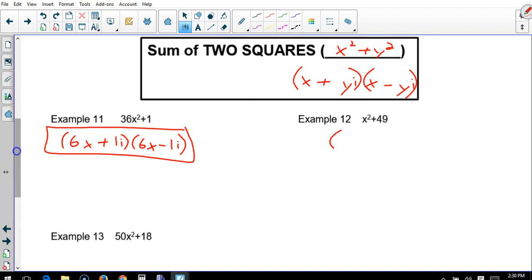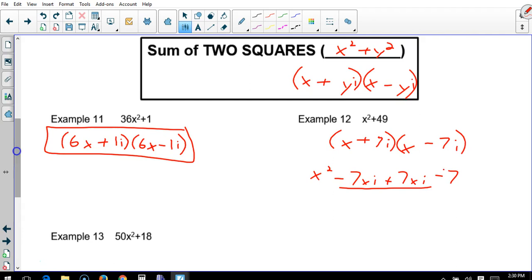Okay, x squared plus 49. Again, perfect squares. Square root of x squared, square root of 49. We throw an i on the end, make 1 plus, 1 minus, and it works out. Let me show you why it works out. If I FOIL this, I get x squared. And then I get minus 7xi plus 7xi. These are going to cancel out. Minus 49i squared.